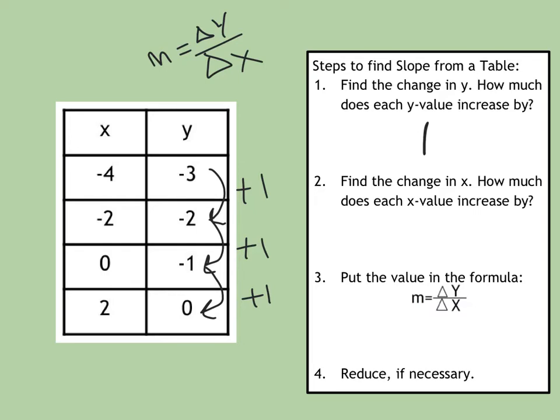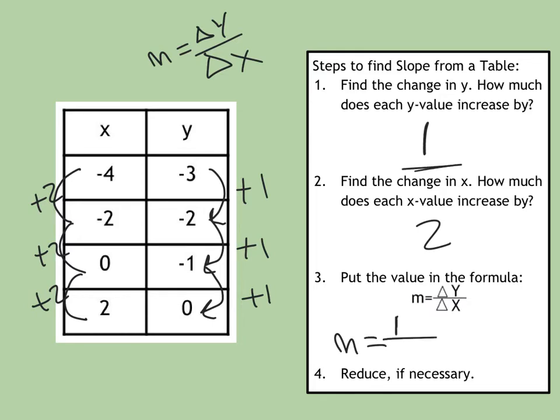Then we're going to look at the change in x. How much does each x value increase by? As we go from -4 to -2, we're adding 2. Then as we go from -2 to 0, we're adding 2. And then 0 to 2, we're adding 2. So how much does each x value increase by? 2. And then we're going to put it in the formula, change in y over change in x. So m equals, my change in y is 1, and my change in x is 2. I got that from here, and I got this part from here.